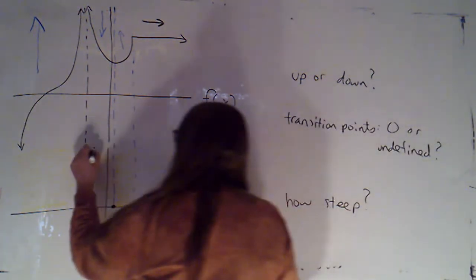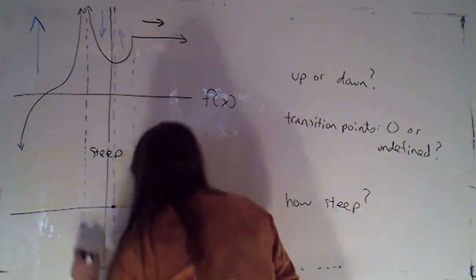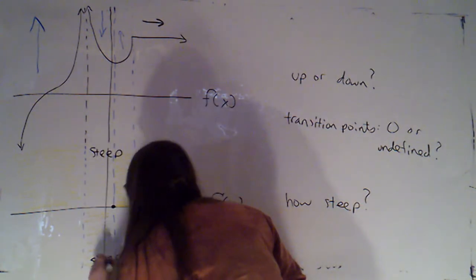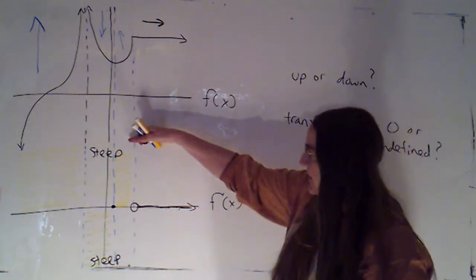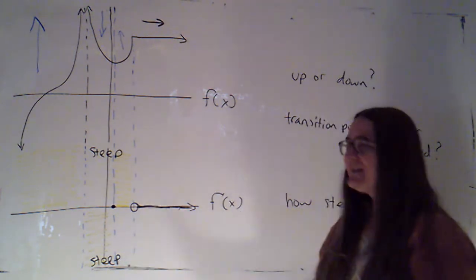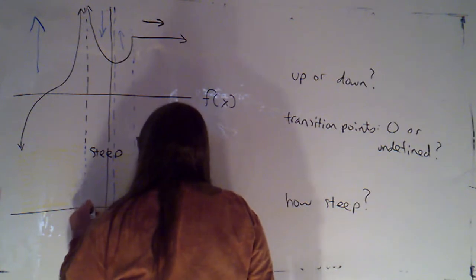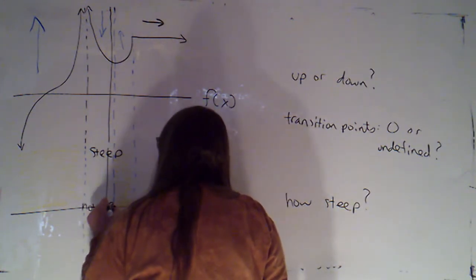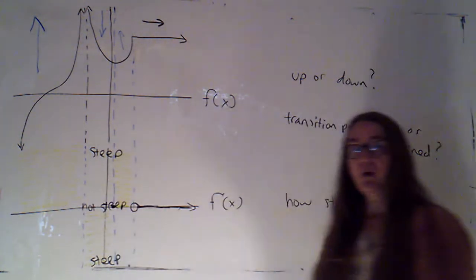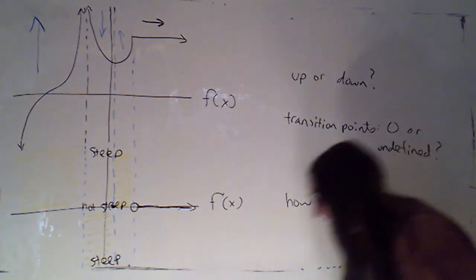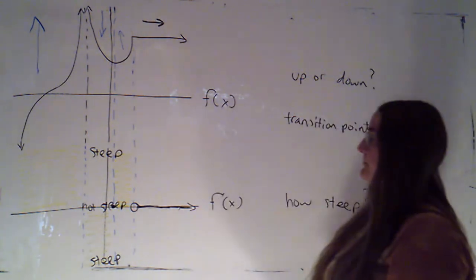I like to just label, I've got two steep zones where the absolute value of my derivative is big. This would be big and positive, this would be big and negative. That means the graph of f is steep. And where the absolute value of f prime is small, which would put it close to 0 or close to the x-axis here, the graph of f is not so steep.